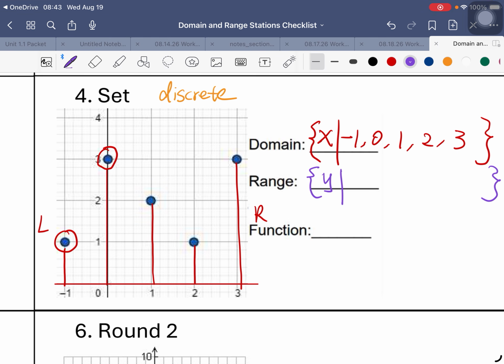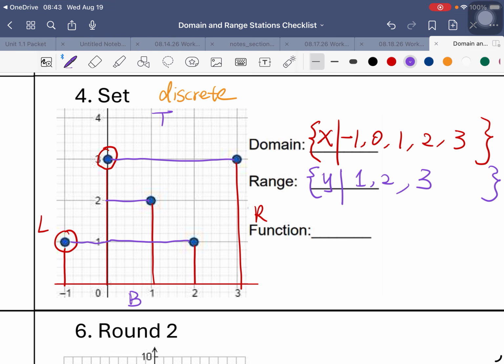Now let's look at the y values from bottom to top. The smallest y value, they're both at +1. I don't need to repeat, I just record it once. And then the next one is at 2. The next one, 2 points both at 3. And that's it. I close the bracket.